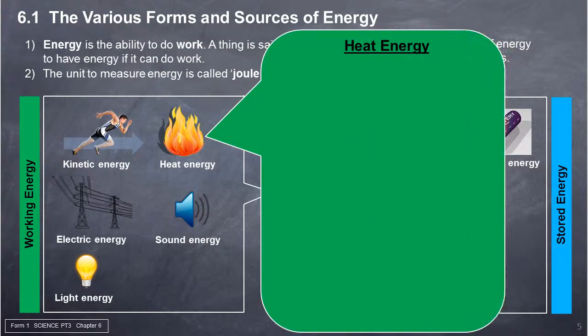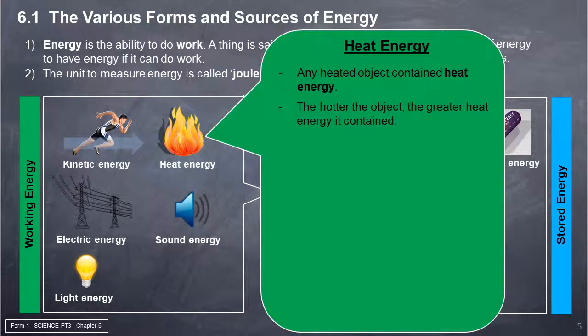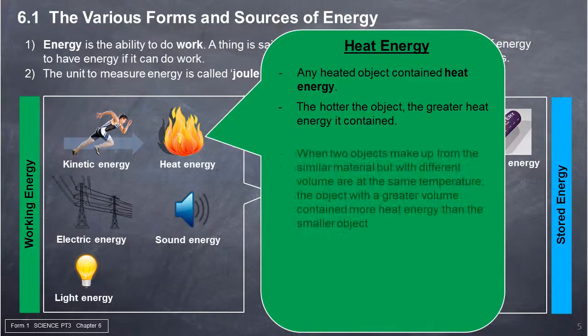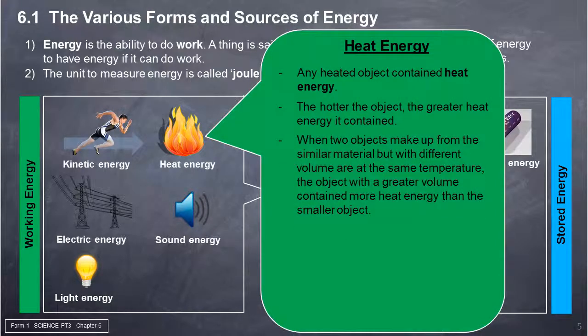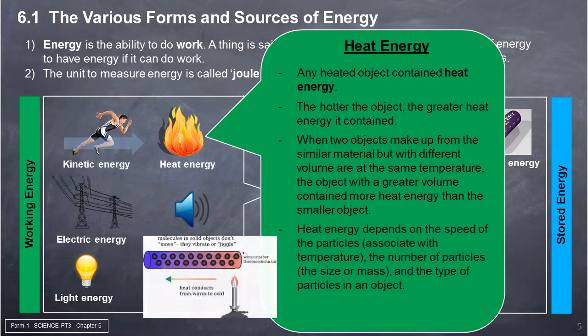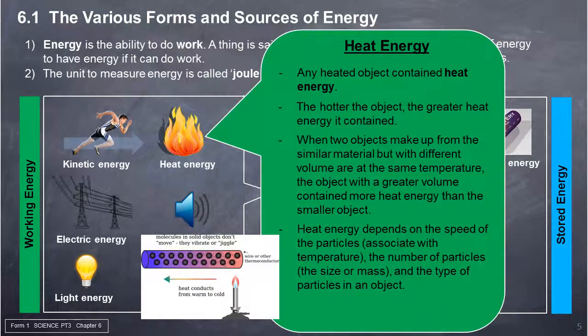Heat energy. Any heated object contains heat energy. The hotter the object, the greater heat energy it contains. When two objects made up from similar material, but with different volume, are at the same temperature, the object with a greater volume contains more heat energy than the smaller object. Heat energy depends on the speed of the particles, associated with temperature, the number of particles, the size or mass, and the type of particles in an object. Our sun is the main source of heat energy.